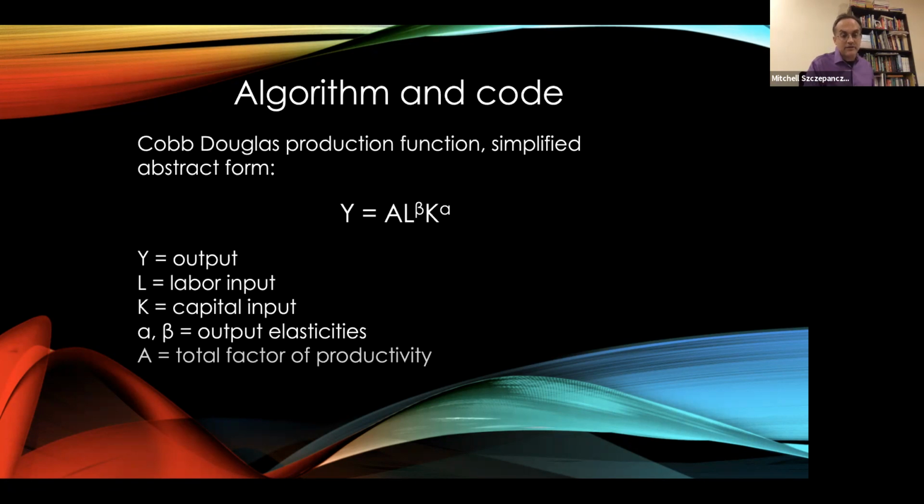The capital letter A refers to the total factor of productivity, which is another way of saying everything else besides labor and capital that can go into the output. That's handled by a single variable here that we call A, and that is referred to as the total factor of productivity. So you simply plug these numbers in, given the respective inputs, and out would come Y, the output.